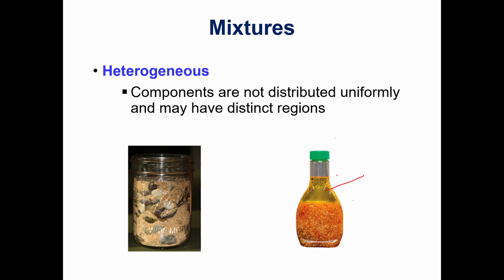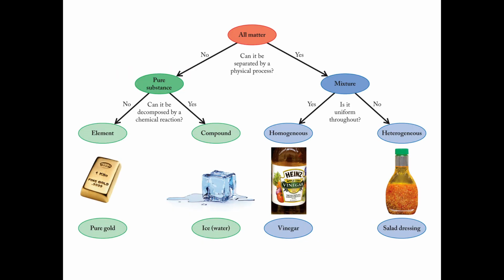We can see the oil layer here at the top, and we can see the layer that has some other little components in it. Another example would be something like oil and water. If you look at a mixture of oil and water, you might shake it up and it might look mixed for a few seconds, but if you let it sit, you're going to see a layer of oil and a layer of water. So those are heterogeneous mixtures.